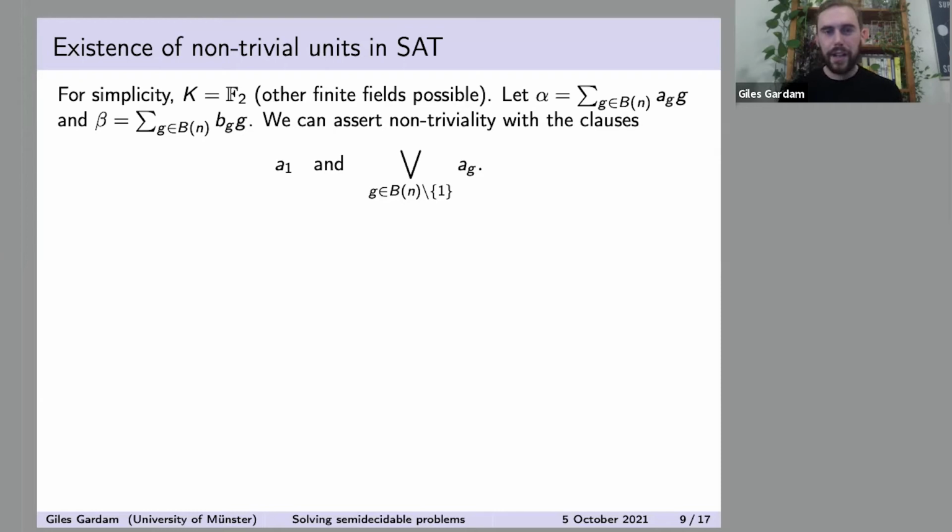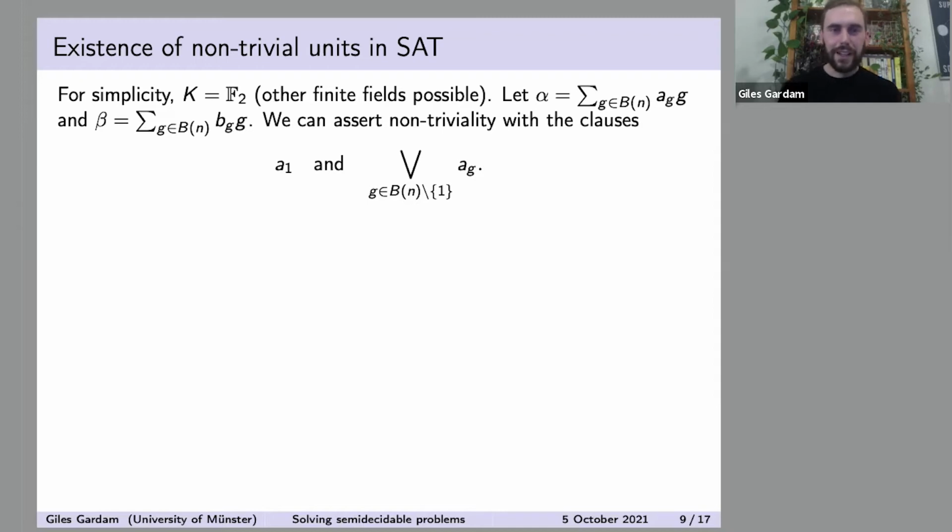So first I want to assert that my solution is non-trivial. The easiest way to do it, which I'll just do here, is to say, well, up to translating things around in the group, which technically could affect whether or not we find solutions supported on the ball of radius n, but let's not worry about that. Up to translation, I can assume that my non-trivial unit is supported at the identity. So I'll just add a clause of length 1 saying that this coefficient a_1 is non-zero.